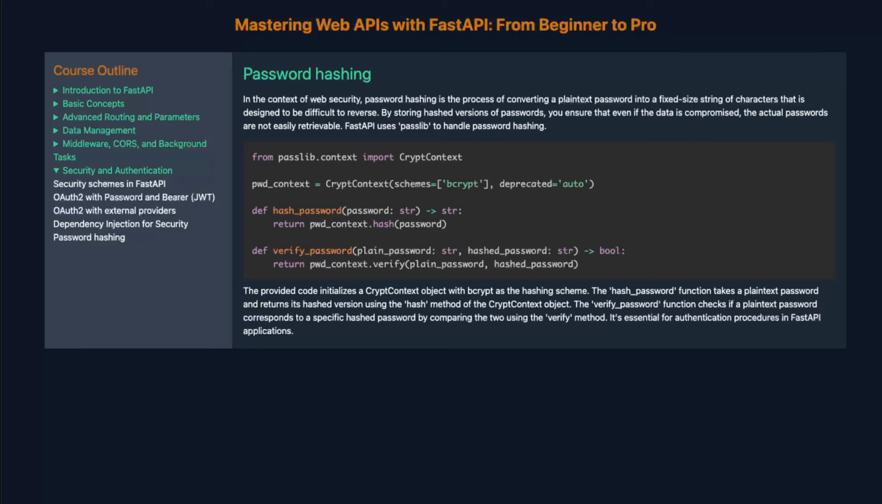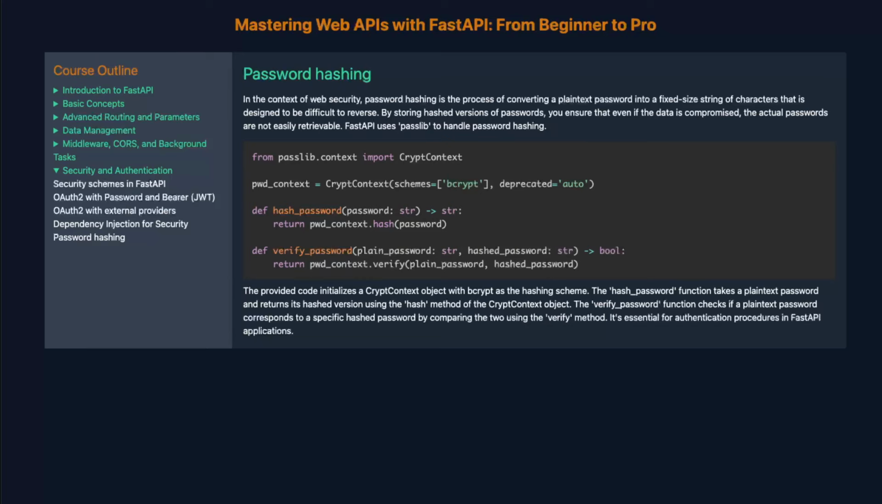The provided code initializes a CryptContext object with bcrypt as the hashing scheme. The hash_password function takes a plain text password and returns its hashed version using the hash method of the CryptContext object. The verify_password function checks if a plain text password corresponds to a specific hashed password by comparing the two using the verify method. It's essential for authentication procedures in FastAPI applications.